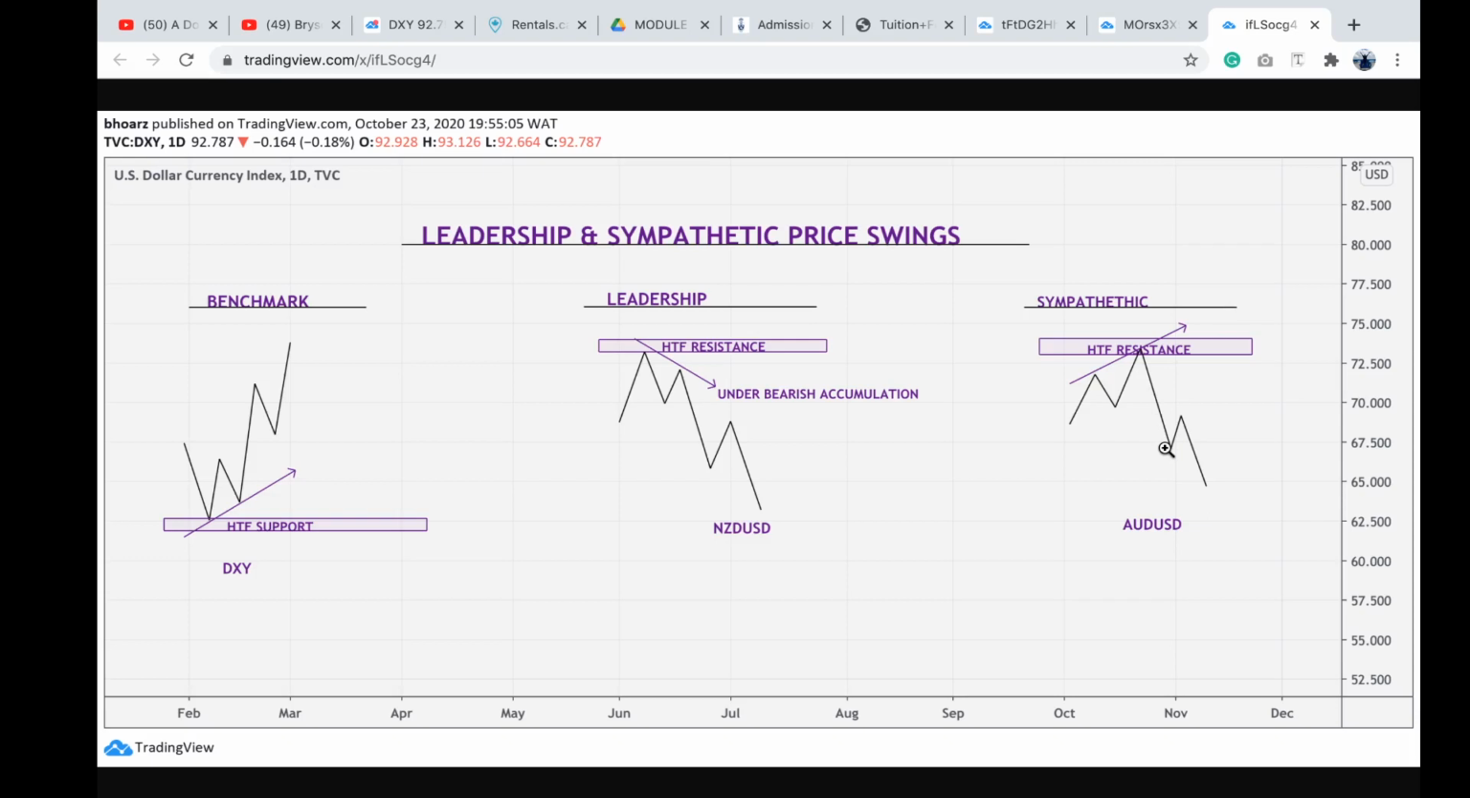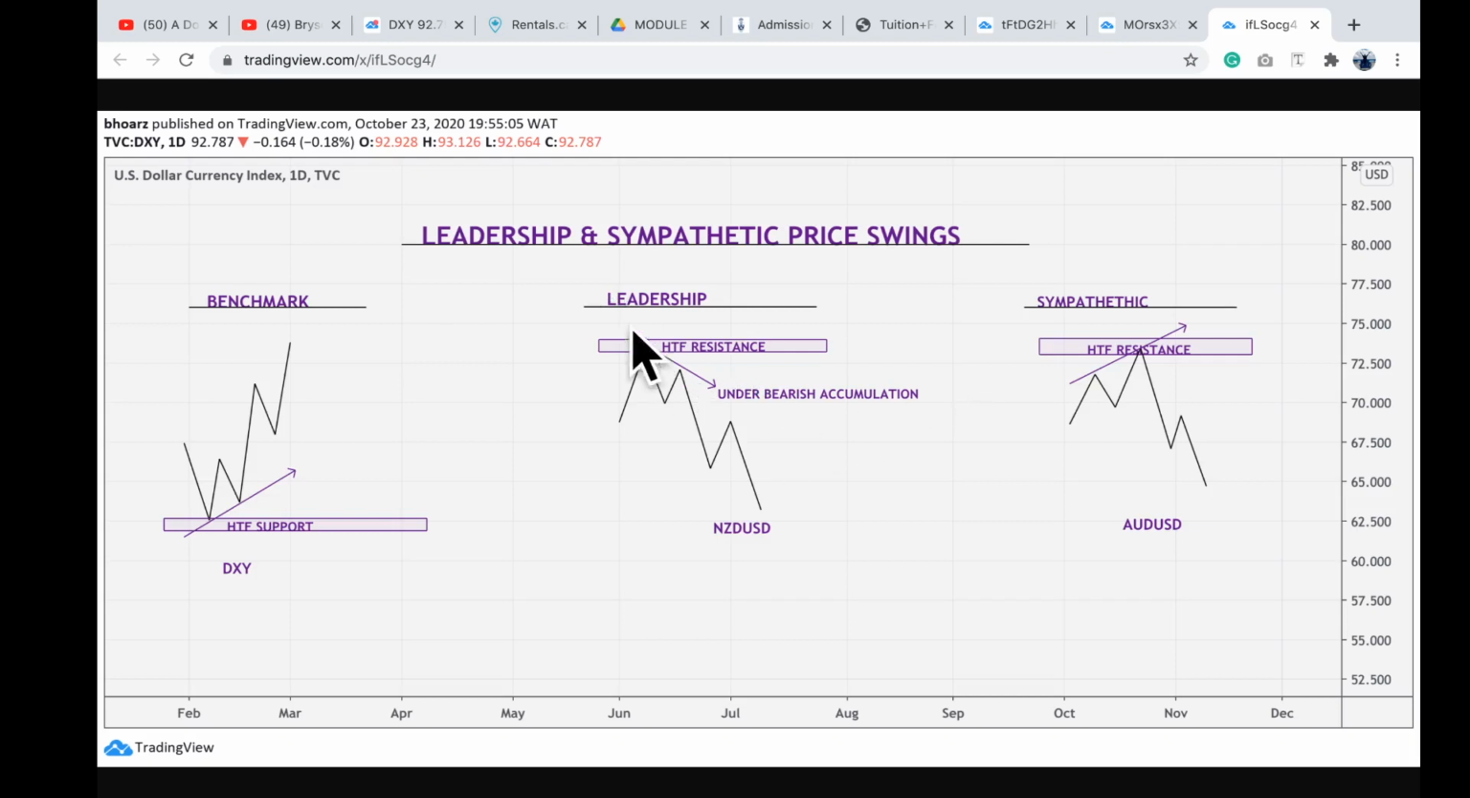So now, when you see setups like this, you want to select the currency under accumulation. We're seeing the DXY bounce off our higher time frame support level, and we're seeing the New Zealand dollar show comparative lower highs. We don't want to see this show strength against the DXY strength. So if the DXY is very strong, we want to select the currency that shows weakness, the weaker of the currencies.